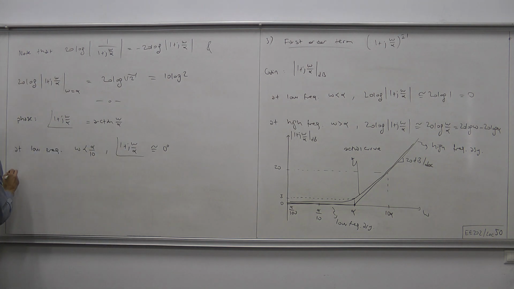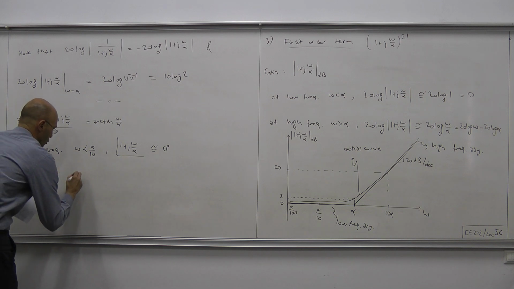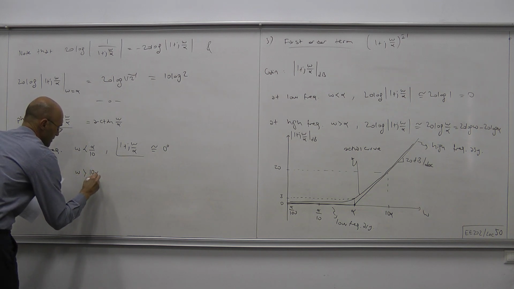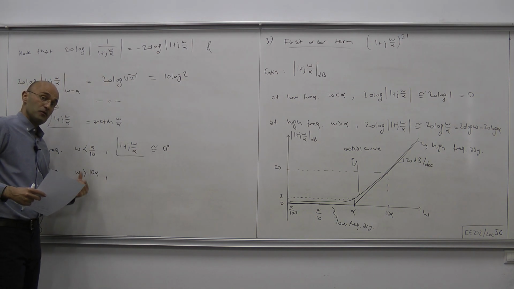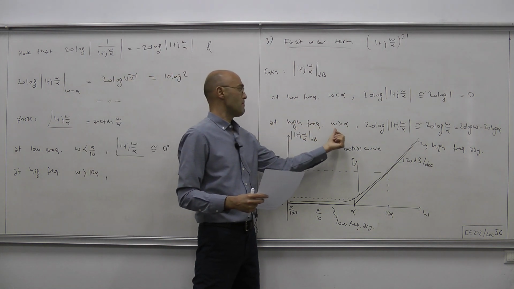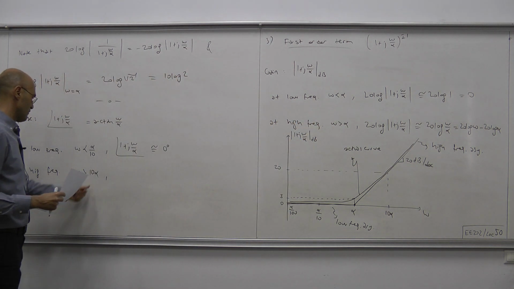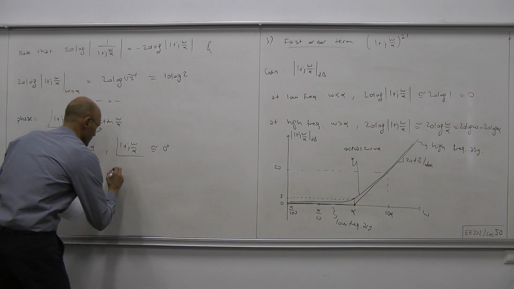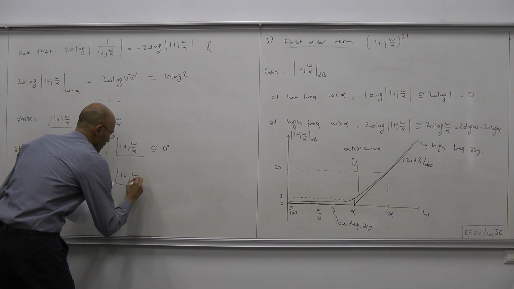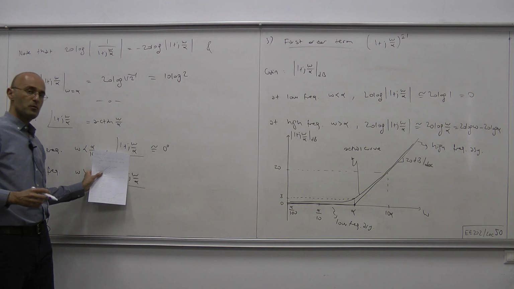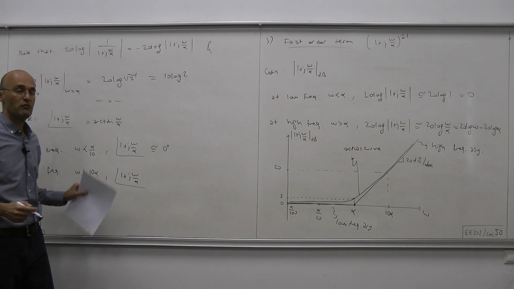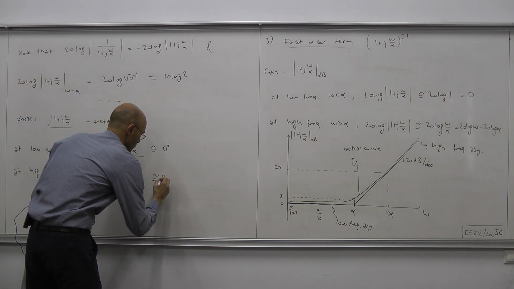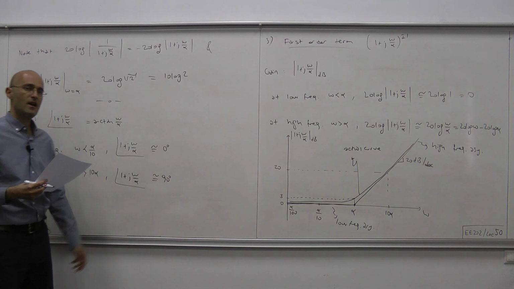And at high frequencies, omega larger than 10 alpha. So that's what we mean by high frequencies for phase. For gain, high frequency meant omega larger than alpha. For omega greater than 10 alpha, in 1 plus j omega over alpha, this time we can ignore the real part, and what we have is a purely imaginary term, the phase of which is 90 degrees. So for high frequencies, we can approximate this as 90 degrees.